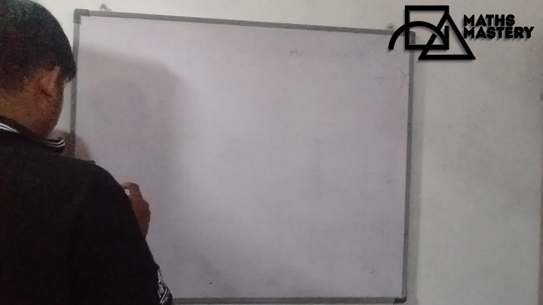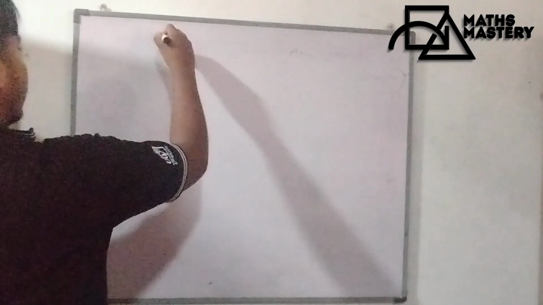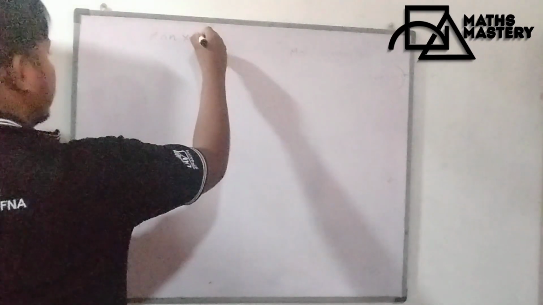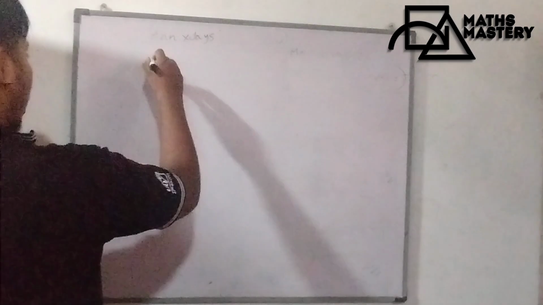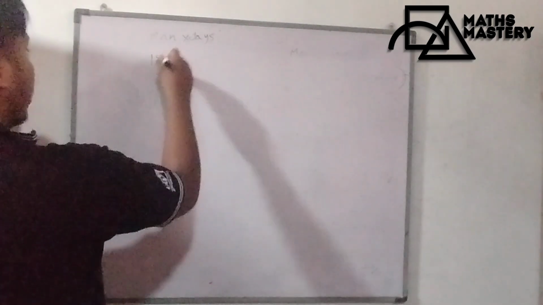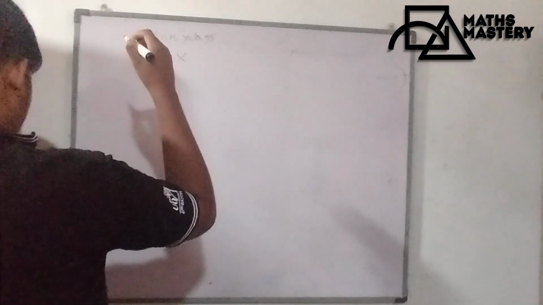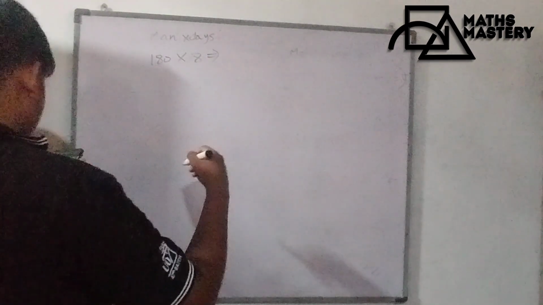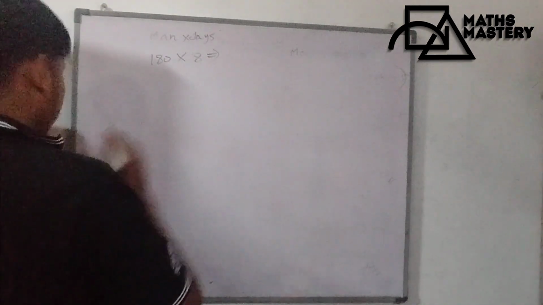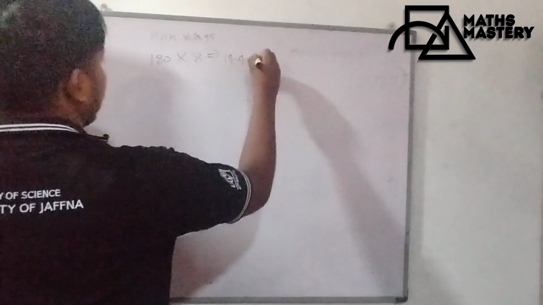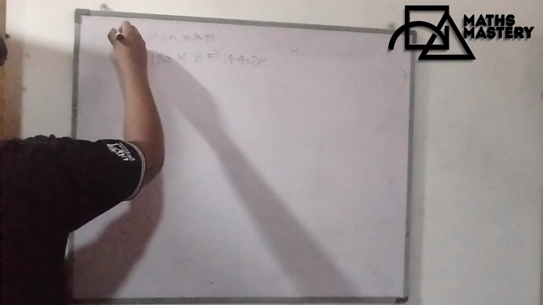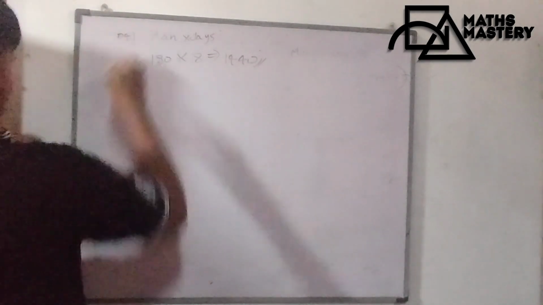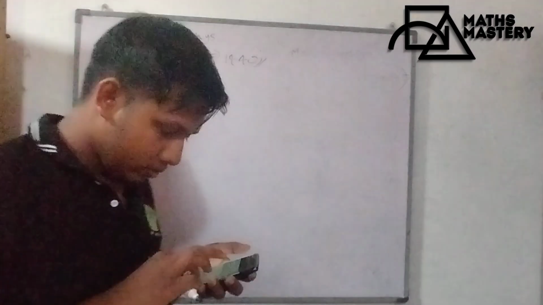Here, this is a very simple question. Man into days. So instead of man, there are 180 soldiers. You multiply by the days, which is 8. If you multiply, you will get the answer 1440. Okay, very easy question. This is the fourth question. Let's go to the next question now.